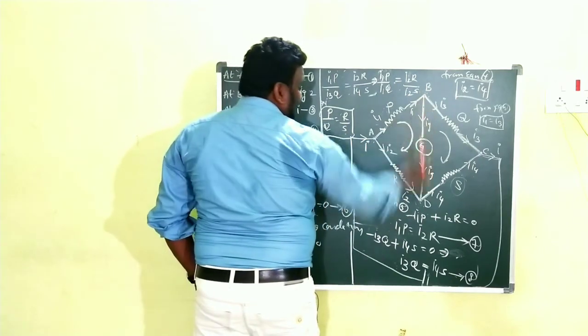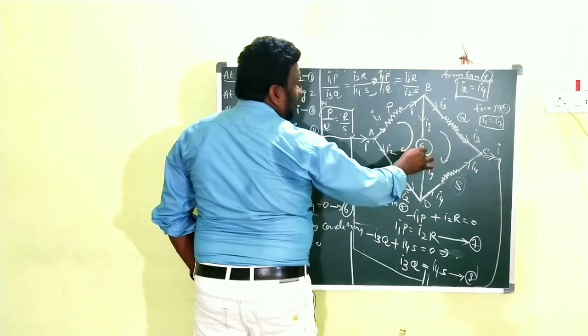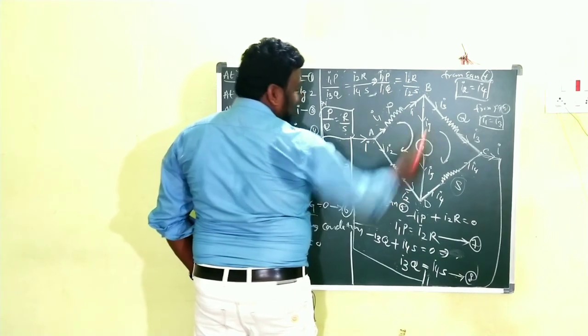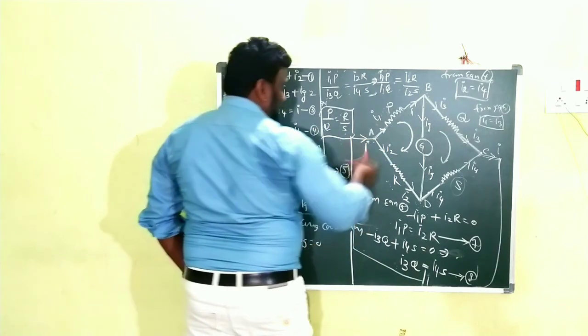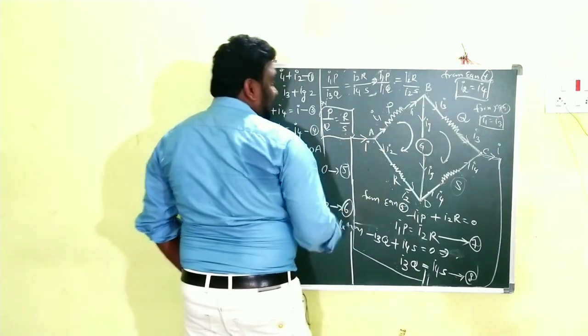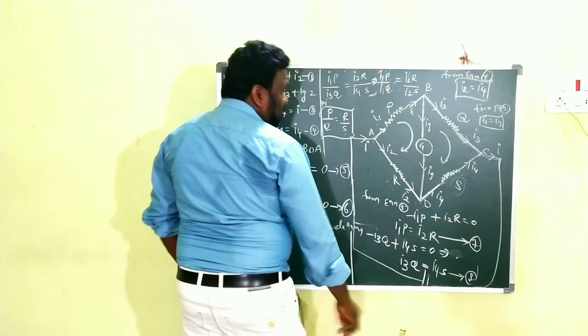In between B and D, we arrange a galvanometer. Its resistance value is G, and the amount of current passing through the galvanometer is IZ. So I think you may have got full clarity about how the current splits, how many currents are going, and how many resistors are there.